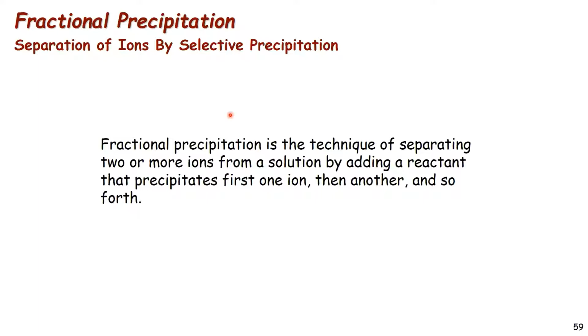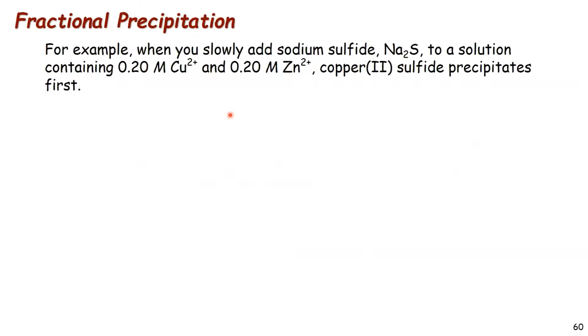And we're going to do that by using the solubility rules. So for example, when we slowly add sodium sulfide to a solution that contains copper and zinc ions, we're going to find that the copper precipitates first. And you'll be able to predict that. You'll be able to actually predict which one is going to precipitate first and at what concentration of, in this case, sodium sulfide that you would need to add to precipitate out as much of the copper as you can without precipitating out any zinc at all.